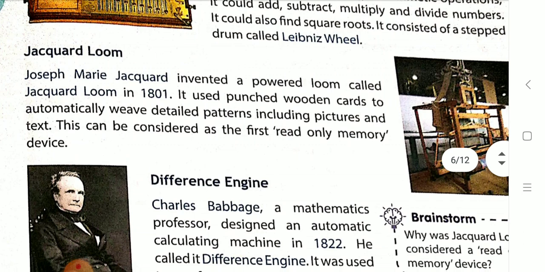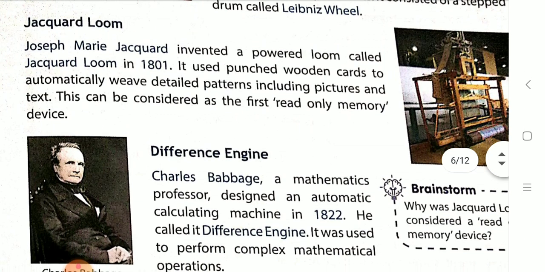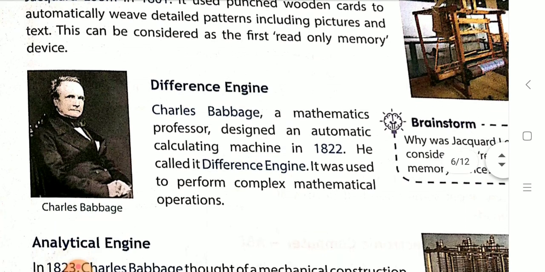Then next, Jacquard loom. Joseph Marie Jacquard invented a power loom called the Jacquard loom in 1801. It used punched wooden cards to automatically weave details. Patterns included pictures and text.